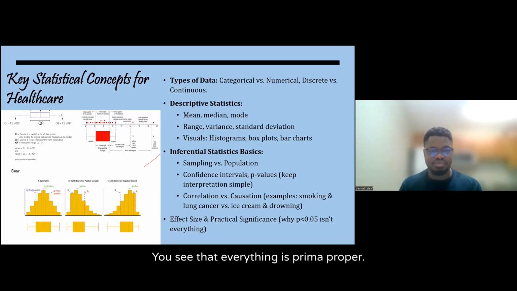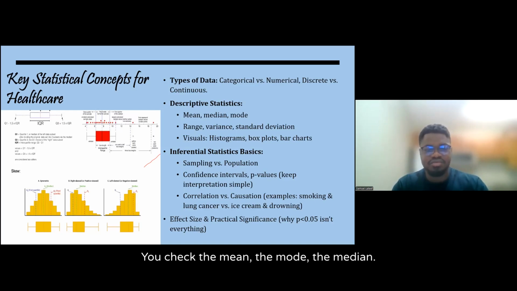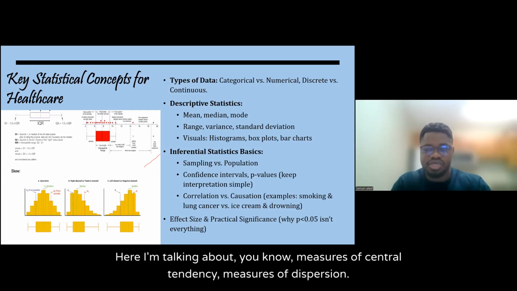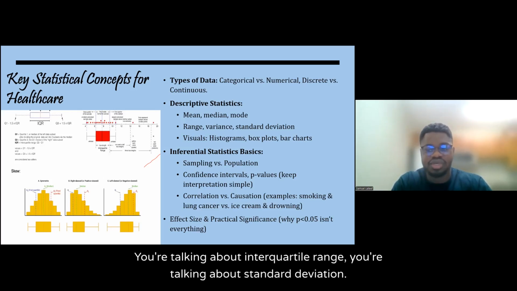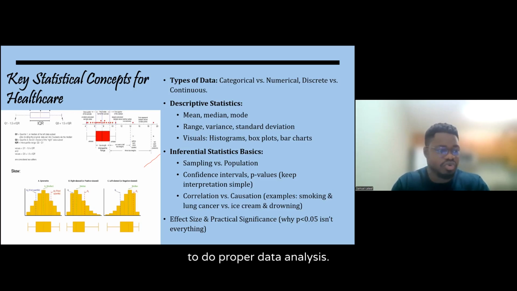You see that everything is proper, then you do your descriptive statistics. You check the mean, the mode, the median, you see what's happening, what the range is like, what the standard deviation is, what the variance is. Here I'm talking about measures of central tendency and measures of dispersion. There's a lot of information that can be gleaned from that, right? You're talking about interquartile range, you're talking about standard deviation. So you at least need to have an understanding of statistics to do proper data analysis.